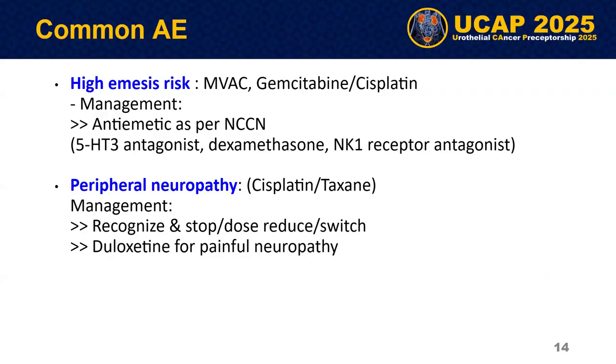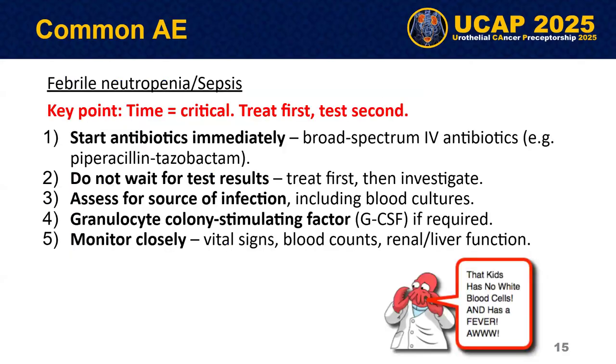Next is peripheral neuropathy, which can happen in regimes such as cisplatin and taxane. I would caution everyone that once neuropathy sets in, it is normally irreversible. Hence, recognizing this toxicity is important so that we can adjust our treatment accordingly. Strategies that can be used are stopping the treatment completely, or we can reduce the dose, or switch to other less neurotoxic agents such as carboplatin. Some guidelines also suggest the use of duloxetine for painful neuropathy.